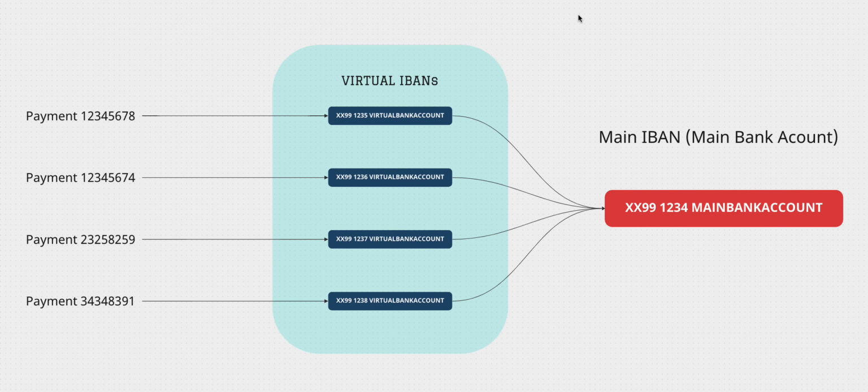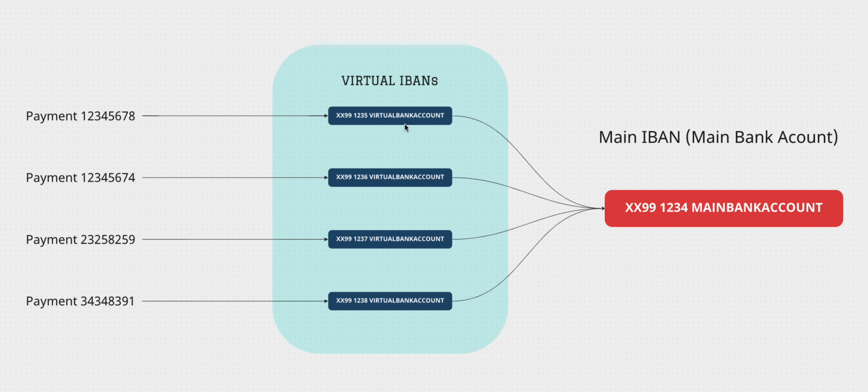And why would you need a virtual IBAN? Well, let's first look at it and then I'll tell you why we need it. So let's say this is the main account. As you can see, this is the main IBAN account. It's some country code, whatever it is, 1234, that's the account number, main bank account. And all the virtual ones would have different numbers, 1235, 1236, 1237, 1238, etc. And they'll all be from the same bank, and they're all virtual.